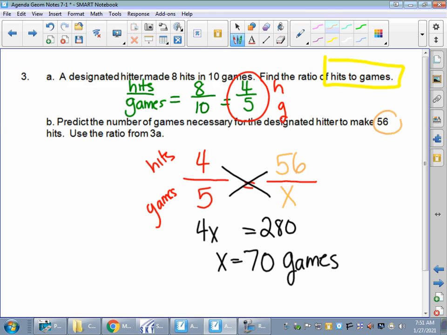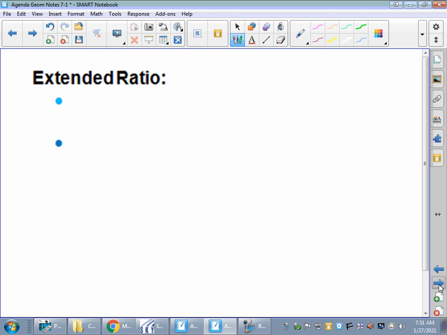So we just used our ratio and set up a proportion to make a prediction. All right. So far, so good, right? This is all review. I hope. My fingers are crossed. I know you can't see them.